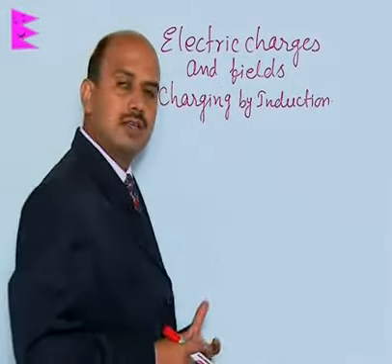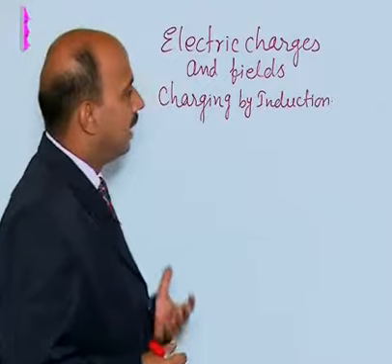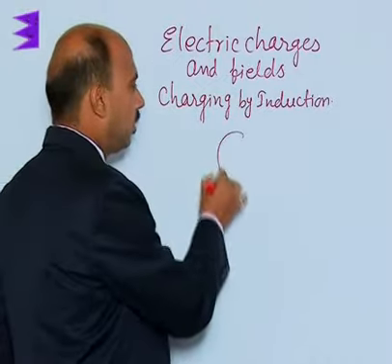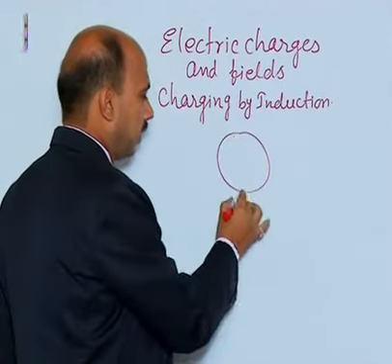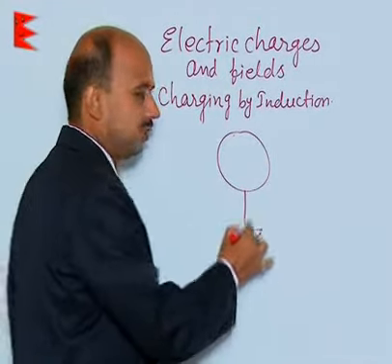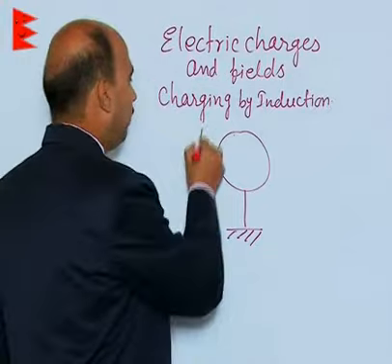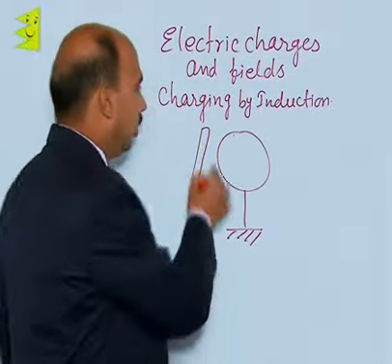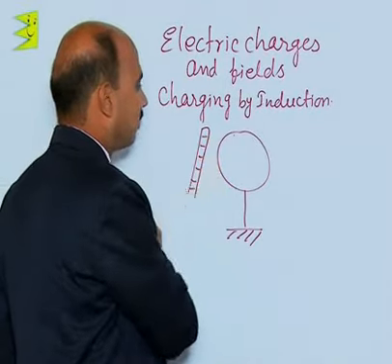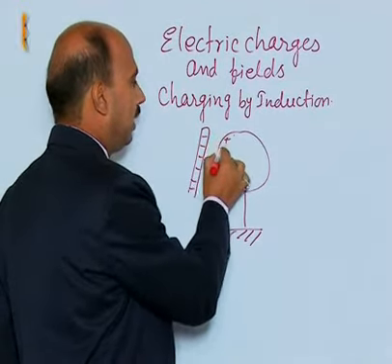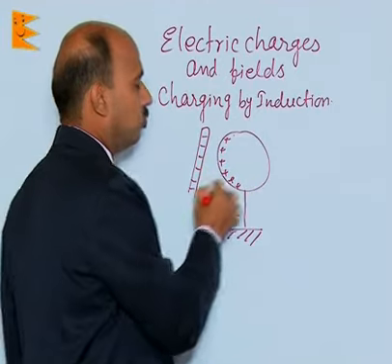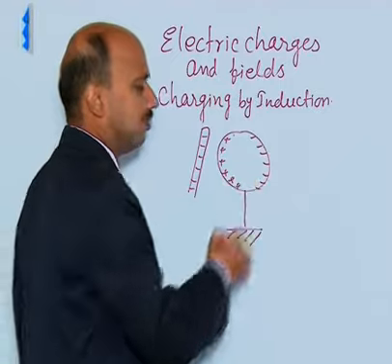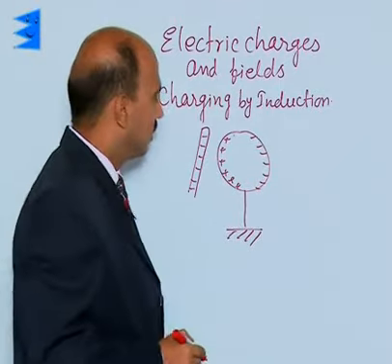Now let us take another example of charging by induction, where the body becomes positively charged. Suppose you have a metallic sphere like this, placed on an insulated stand. And here we bring a rod, suppose an ebonite rod, which is negatively charged. What happens here? Positive charges are induced at the nearer end, and negative charges are induced at the farther end, until equilibrium is achieved.